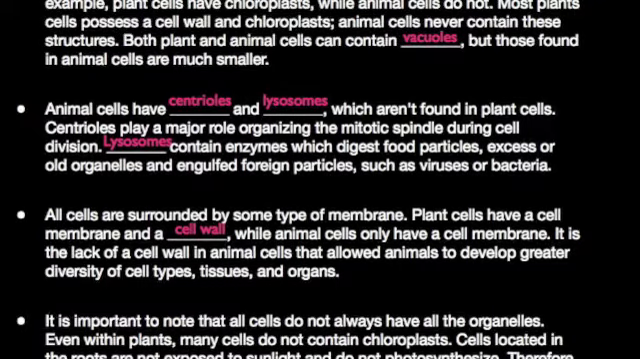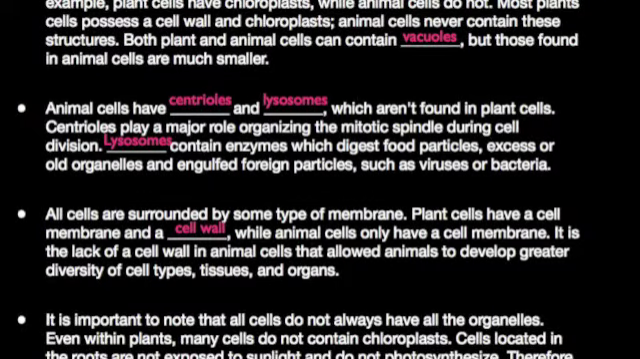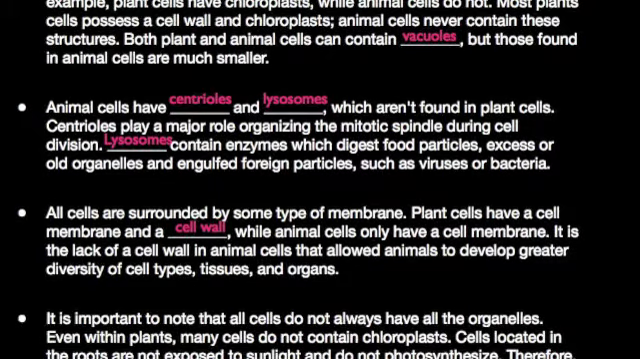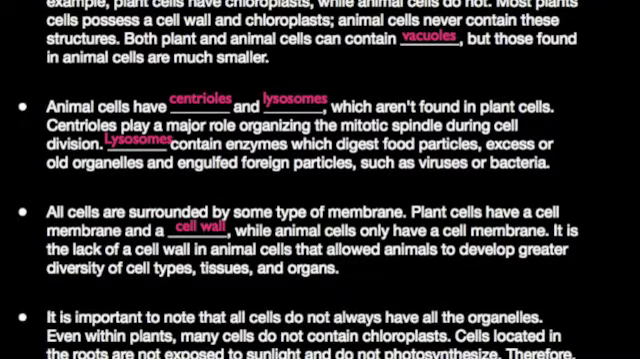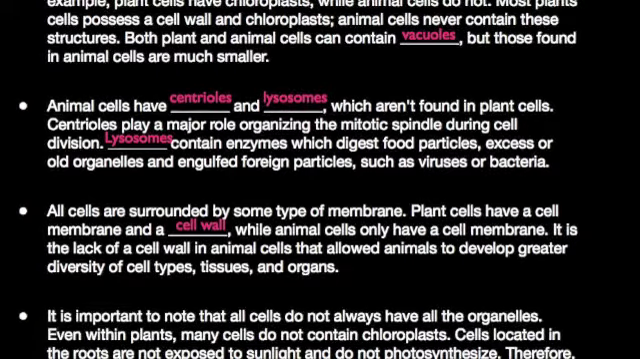Animal cells have centrioles and lysosomes, which aren't found in plant cells. Centrioles play a major role in organizing the mitotic spindle during cell division. Lysosomes contain enzymes which digest food particles, excess or old organelles, and engulfed foreign particles such as viruses or bacteria.